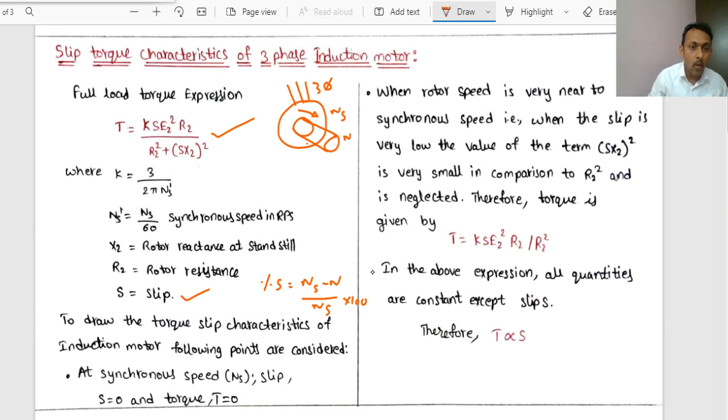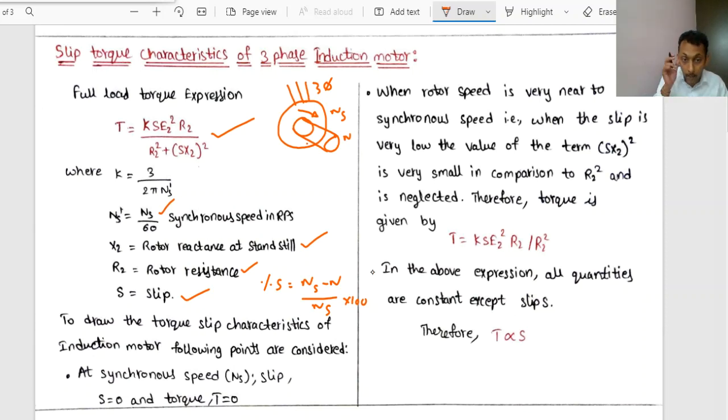Right now, X2 indicates the rotor reactance at standstill and R2 indicates the rotor resistance. Clear? So here Ns dash, which is nothing but the synchronous speed in RPS, is given by Ns by 60.